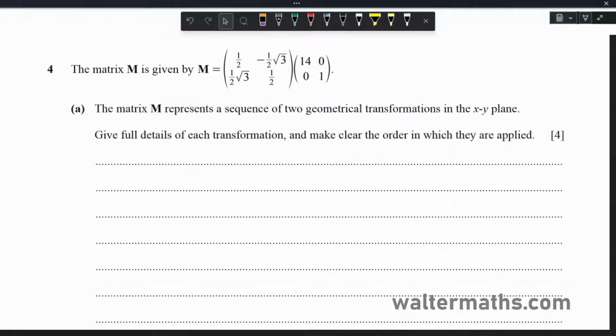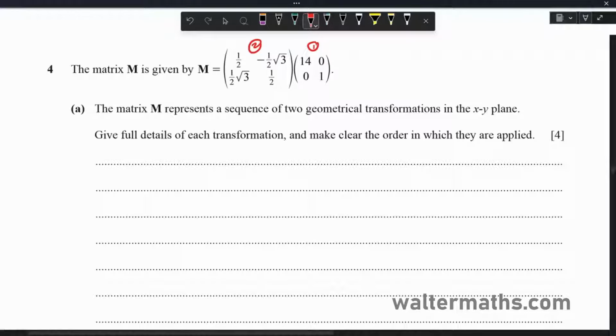pre-multiplying 14, 0 and 0, 1. So in part A, the matrix M represents a sequence of 2 geometrical transformations in the xy plane. Give full details of each transformation and make clear the order in which they are applied. Alright. Okay, so in this case, we have a sequence of 2 transformations, and the order, we start with the second one. That's going to be the first transformation, and the first one is going to be the second transformation.